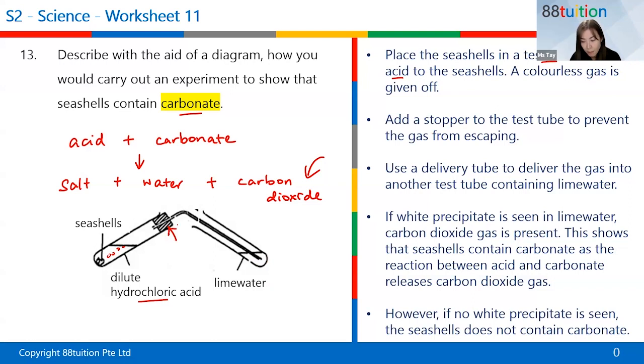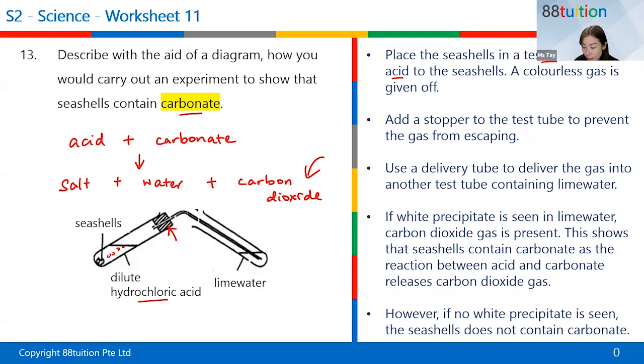This is the stopper. The stopper has this delivery tube attached to it. You have it in the science lab also. This delivery tube will channel the gas into another test tube which contains lime water. If white precipitate is seen in lime water, carbon dioxide gas is present. So this shows that seashells contain carbonate, as the reaction between acid and carbonate releases carbon dioxide gas.